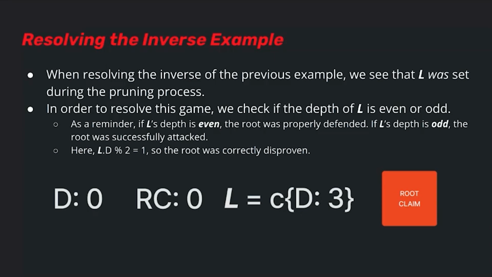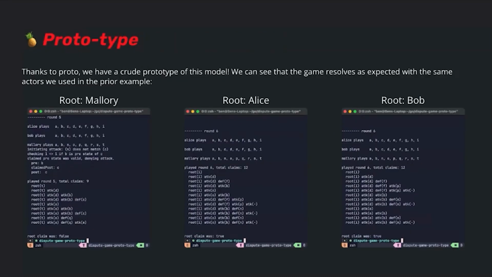We had dishonest actors coming in and challenging this invalid root claim. And this actually works. Thanks to Proto, we have a crude prototype of this model, and we can see that the game actually resolves as expected with the same actors that we used in the prior example. With Mallory, it always resolves to false. With Alice, it always resolves to true. And with Bob, it always resolves to true as well. And this is really cool. First of all, thank you very much for this, Proto, because it helped me a lot.